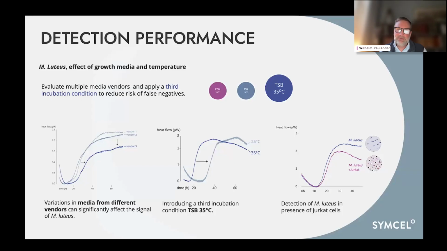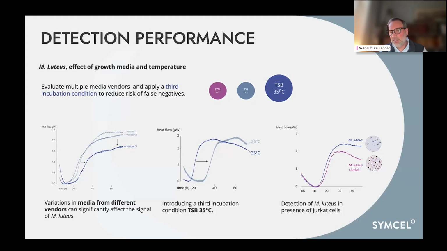If you then look at the middle graph, you can look at the heat flow and what we detect, and also look at it from different temperatures. So if you incubate at 25 versus 35, you delay the time to detection by approximately 20 hours. So by increasing the temperature, you can detect the same microorganisms relatively faster.